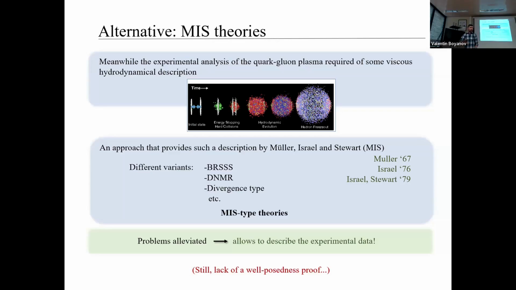However, as we will see, even if it is able to describe the data up to some good extent, it still has some problems, related to well-posedness, because at that time, there was no proof of well-posedness for this theory. Actually, there are several variants, like BRSSS, DNMR, and so on, but I will collectively refer to them as MIS-type theories, as all of them are based on the same idea of adding extra equations and extra variables, while relativistic Navier-Stokes fixes the problems in a completely different way.